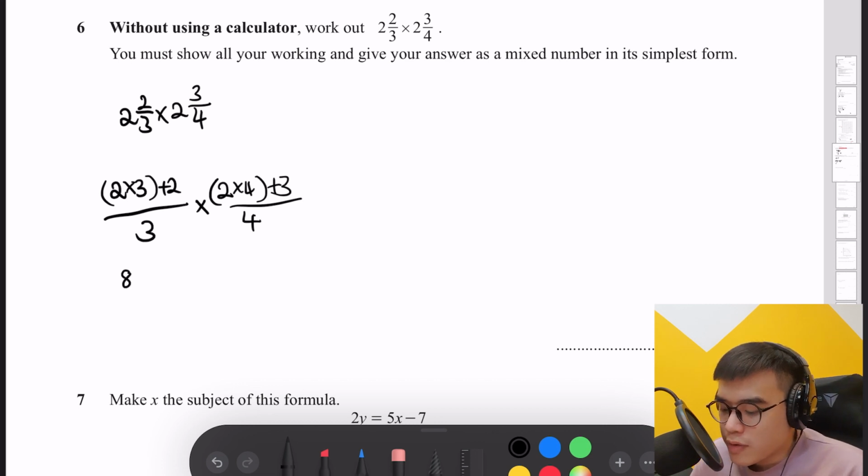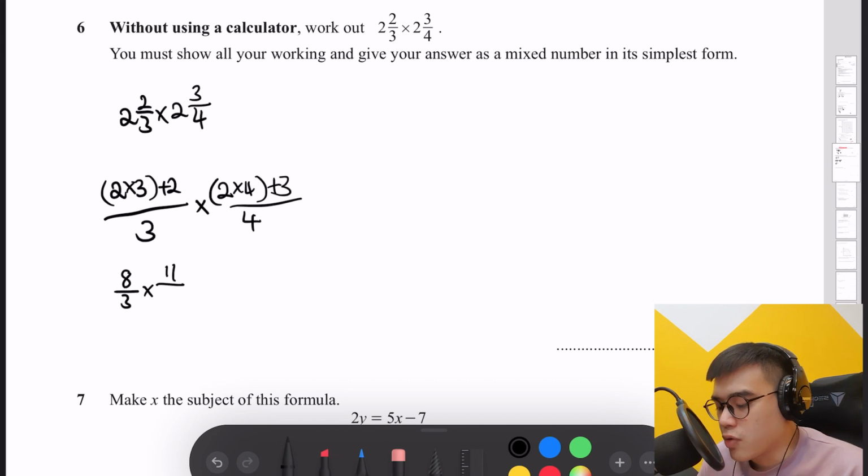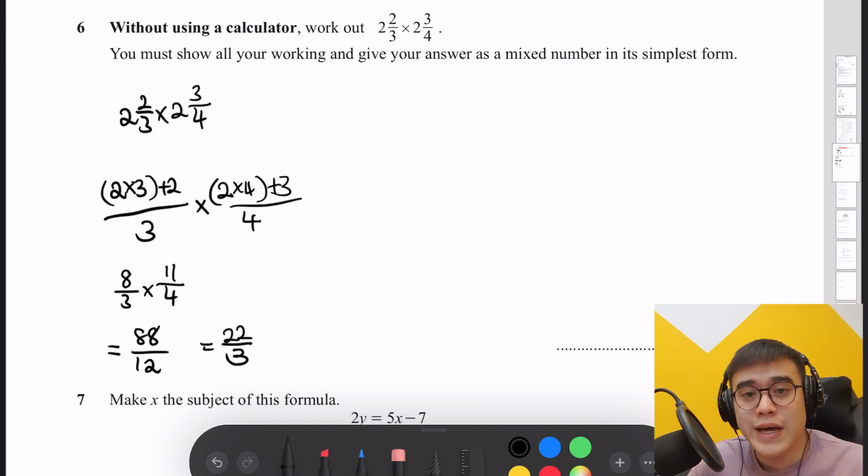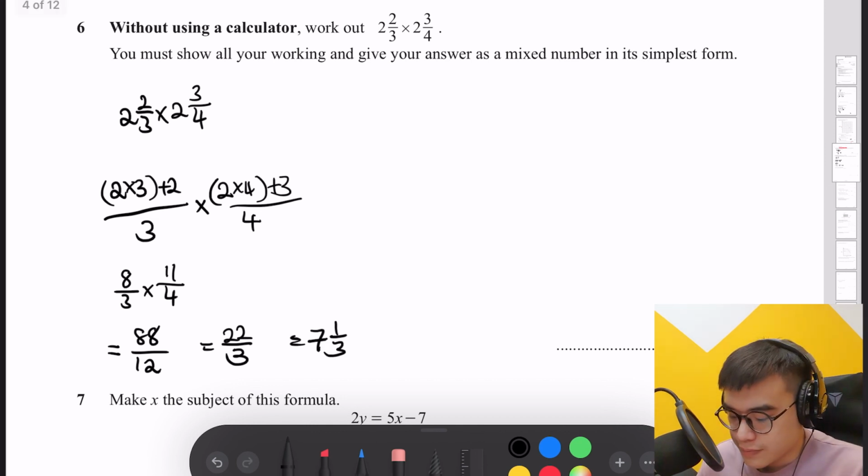So I then move on. I took the final results of 8 over 3 times 11 over 4, the numerators being multiplied together and the denominators multiplied together. After the factorization, you should be getting 7 1 over 3 as your final answer.